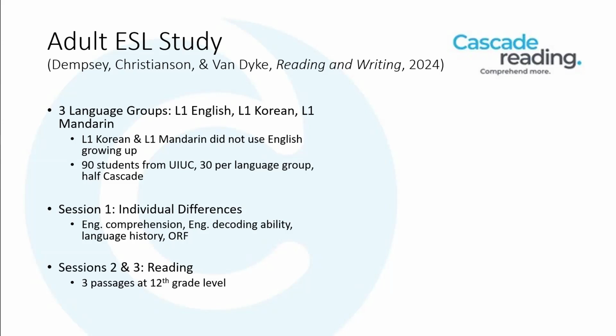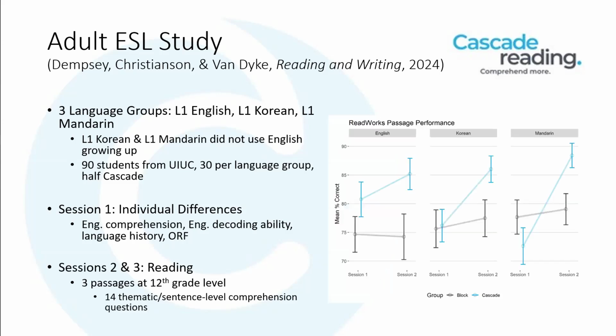And then in sessions 2 and 3, they came in and read three different passages at a 12th grade reading level. And each of these passages had about 14 thematic sentence-level comprehension questions, probing who did what to whom, or basic events that occurred during the passages.